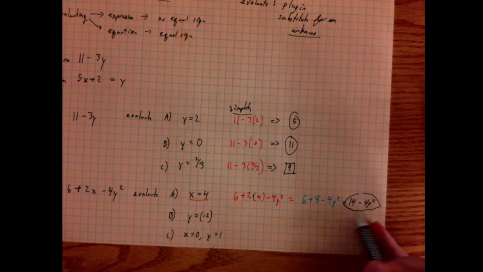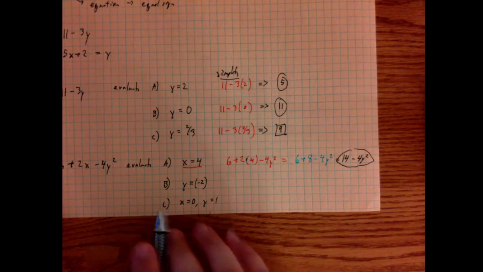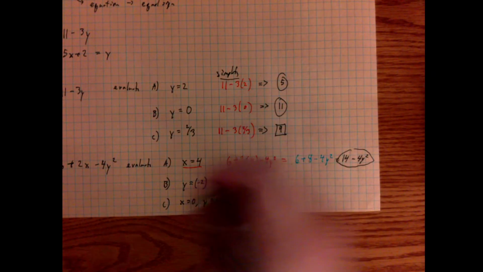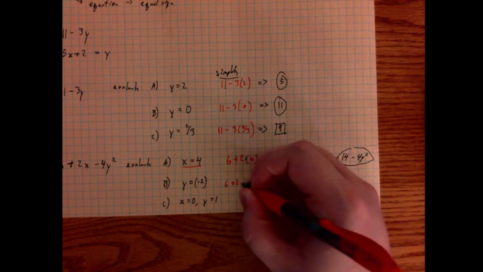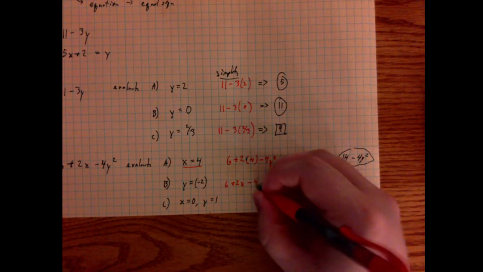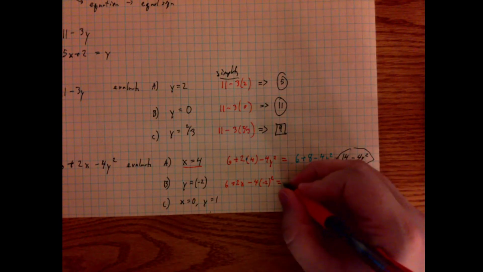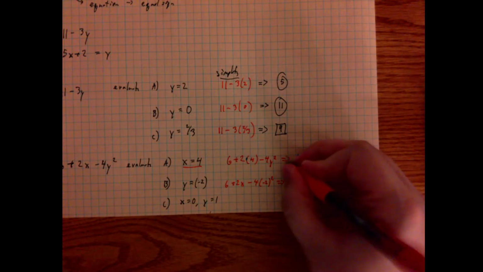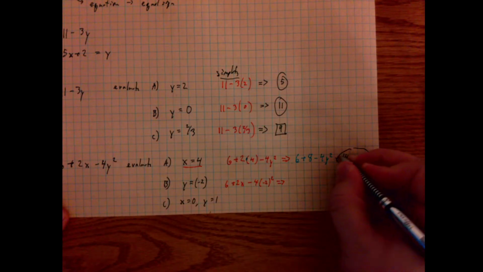The y doesn't mix with the 14 because they're separate functions or separate values. Okay? So we plug in the -2. So we take our function, 6 plus 2x minus 4, -2 squared. Okay. And again, I should make sure to do this properly. I do not have an equal sign, so I should keep it without an equal sign.